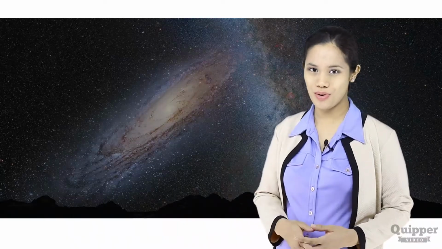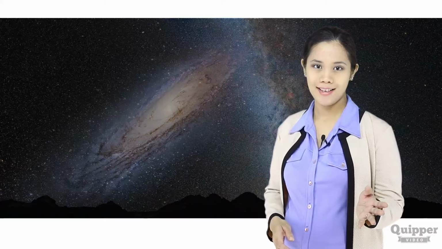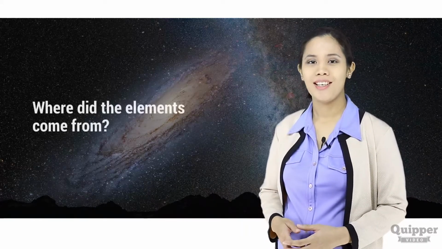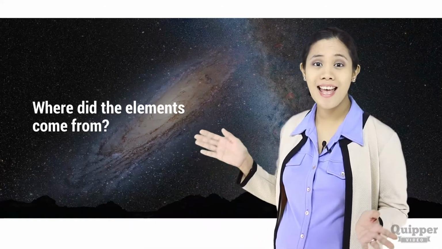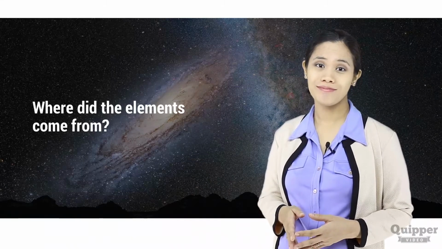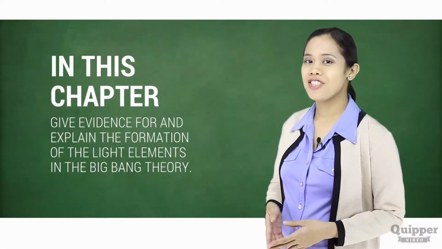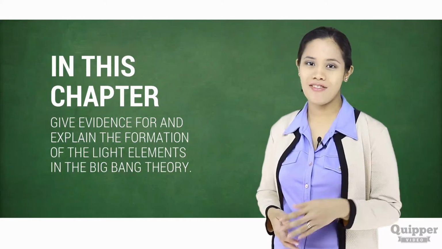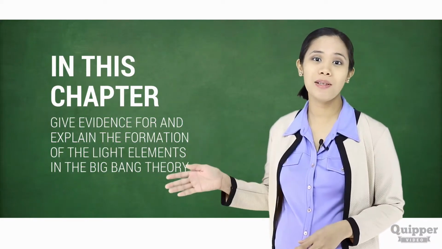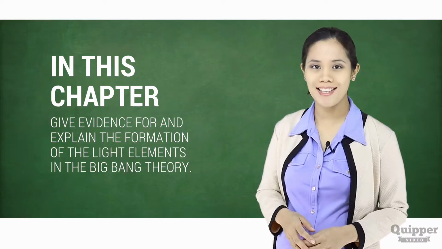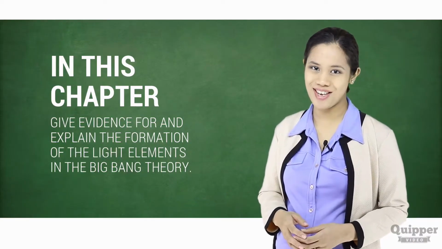There are 118 elements that compose our universe, but when the universe began with a Big Bang, it started out with no elements at all. Where did these elements come from? In this chapter, you will give evidence for and explain the formation of the light elements in the Big Bang Theory.